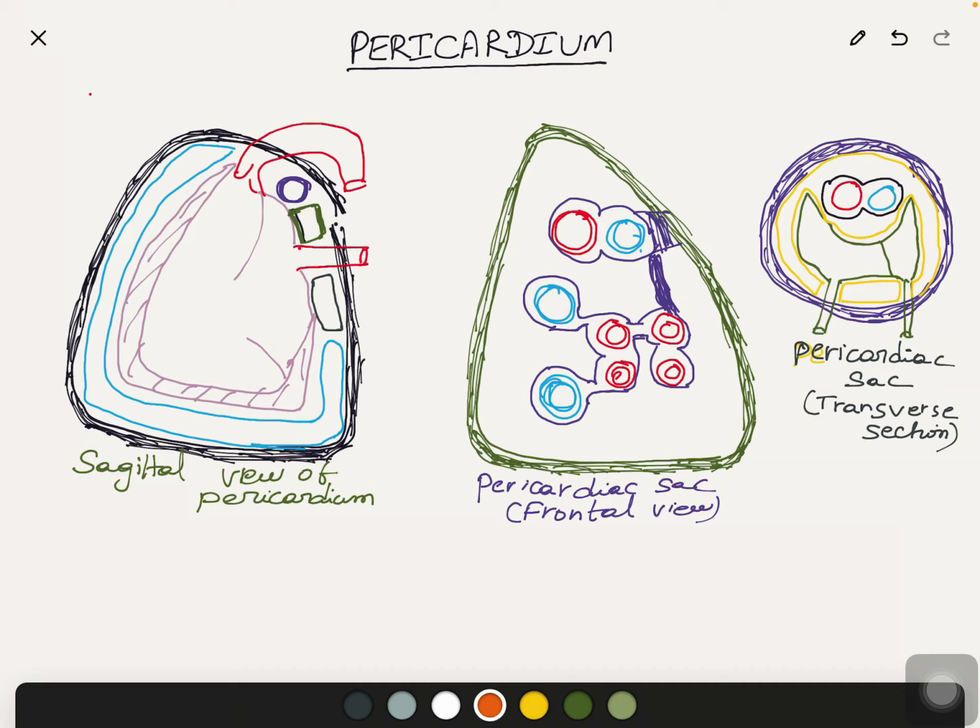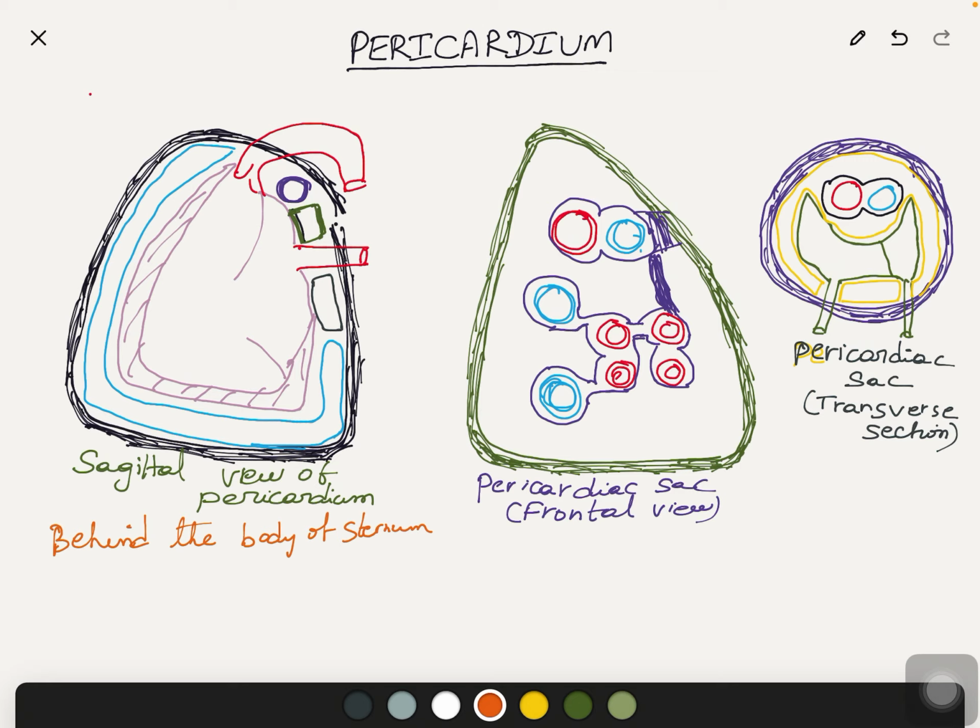Situation: already we have seen, the middle mediastinum contains the heart and the pericardium. So it is situated in the middle mediastinum behind the body of the sternum and second to sixth costal cartilages, and in front of the bodies of fifth to eighth thoracic vertebrae. So that is the situation of the pericardium.